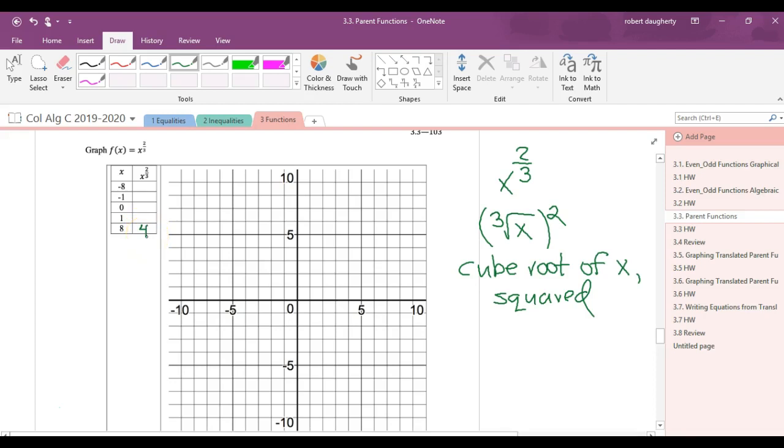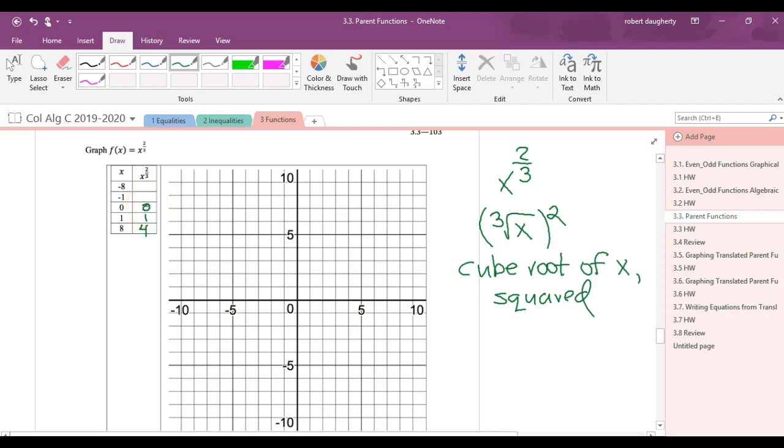What is the cube root of 1? 1, because you can multiply 1 times 1 times 1 and get 1. What happens when you square 1? You get 1, okay? What's the cube root of 0? And when you square 0, you get 0. These are pretty easy. Cube root of -1.